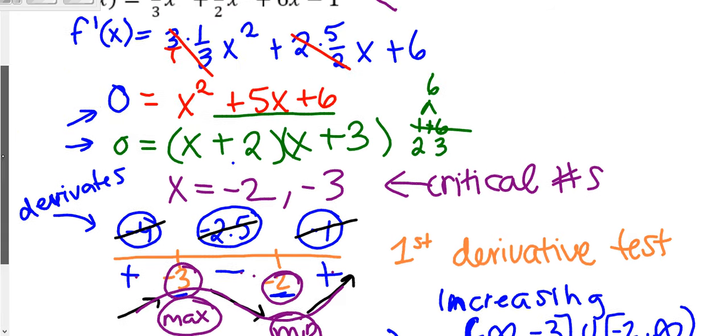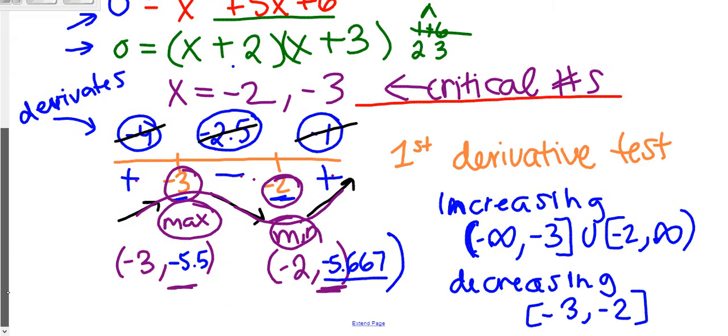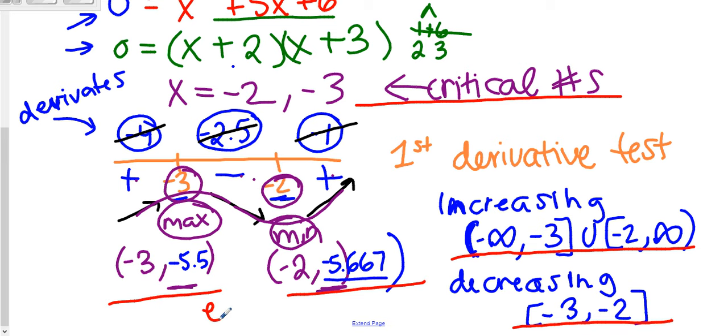So here are our critical numbers, negative 2 and negative 3. Here's our increasing intervals. Here's our decreasing interval. Here's our maximum, and here's our minimum. These are our extrema. And you have solved the problem.